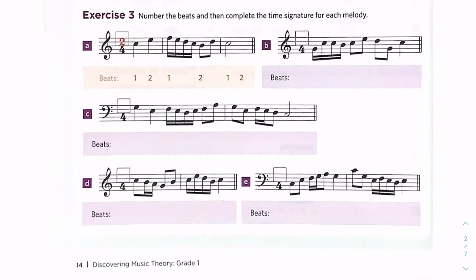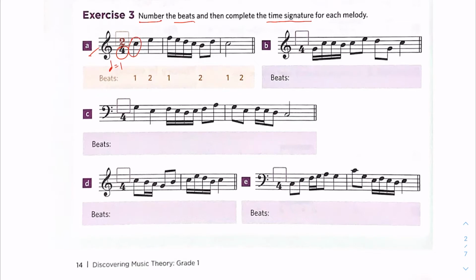Exercise 3. Number the beats and then complete the time signature for each melody. So first, we're going to number the beats. Question A is already done for you as an example. We're going to go over it anyway. So question A, we have 4 as the bottom number, so we know that crotchet is the unit of one beat. So we're going to group the notes together as crotchets.